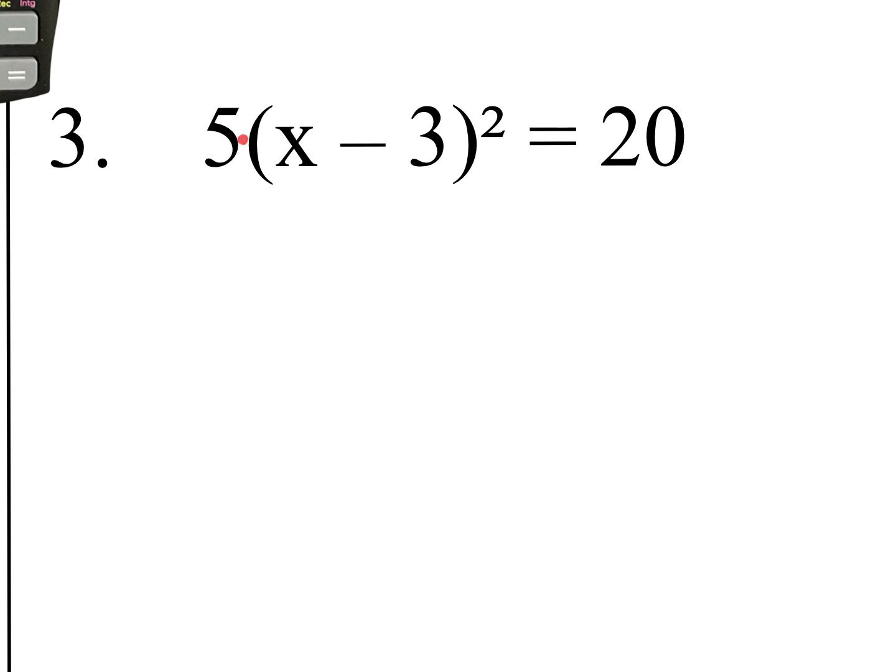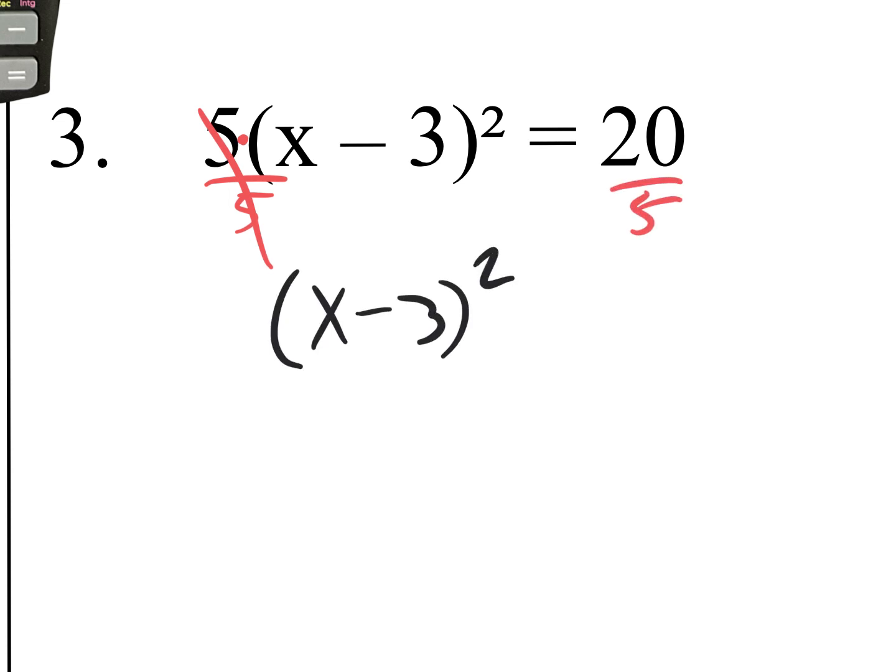You could get rid of this multiplication of 5 by dividing by 5. And what you do to one side, do to the other side. You're going to end up with (x minus 3) in parentheses to the second power equaling 4. And then you could get rid of the square by doing the inverse operation of a square, which is a square root. And what you do to one side, do to the other side.